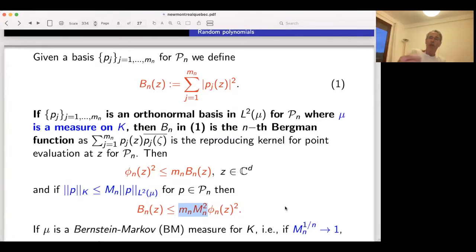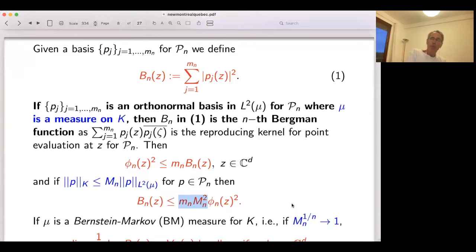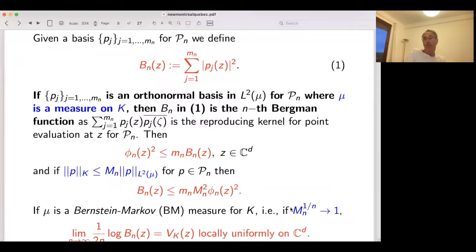Now remember, little m_n was the dimension of the space of polynomials of degree at most n, and it grew like n to the d. So in particular, the nth root of little m_n goes to 1. If this capital M_n also goes to 1, we call, if first of all that happens, we call mu a Bernstein-Markov measure.